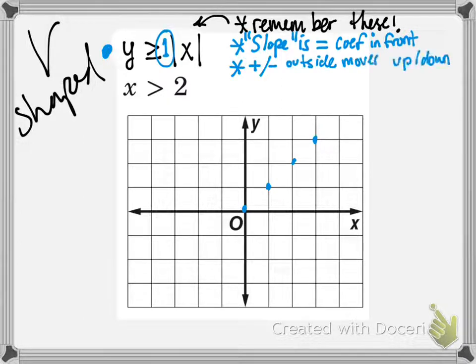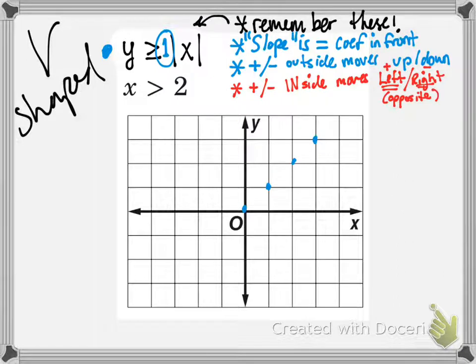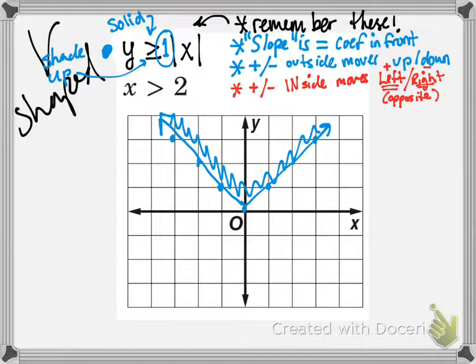Now a plus or minus outside shifts the whole graph up or down. A plus or minus on the inside does kind of the opposite of what you would think. It moves it left or right. So a plus actually moves it left on the inside, and a negative on the inside actually moves it right. This doesn't have either, so we're just going to graph the parent function. Because of the inequality, it's going to be a solid line. Because of the direction, we're going to shade up from the lines.